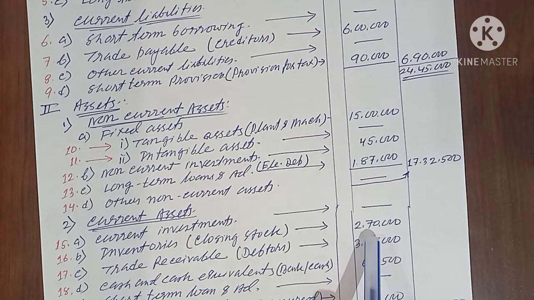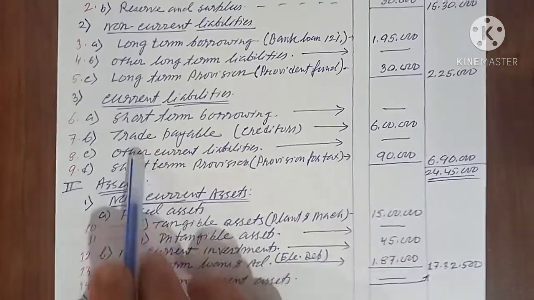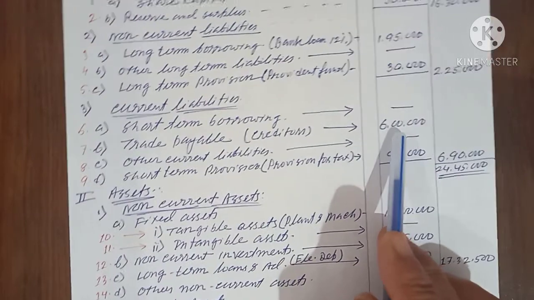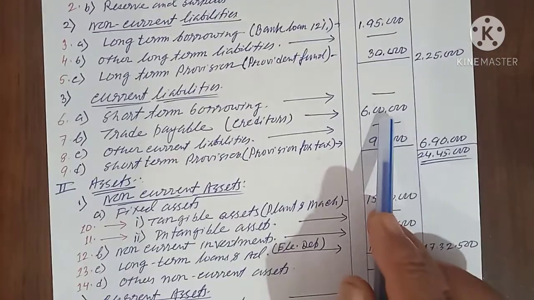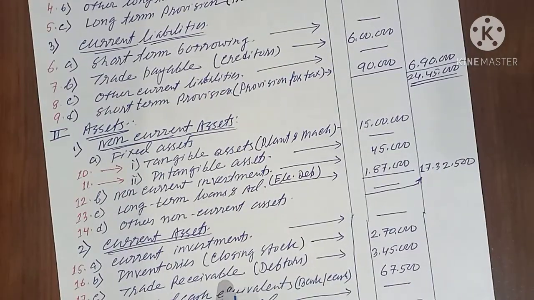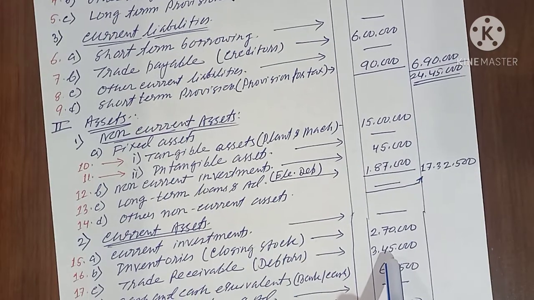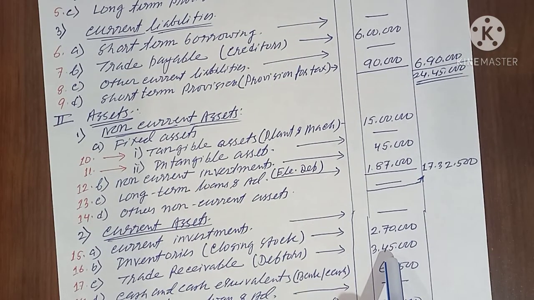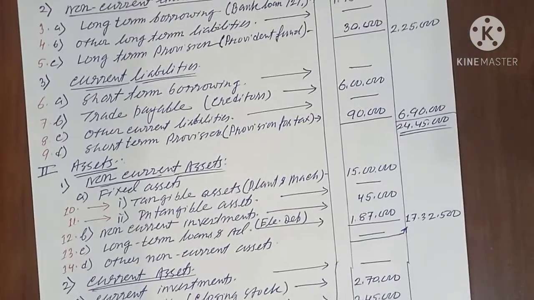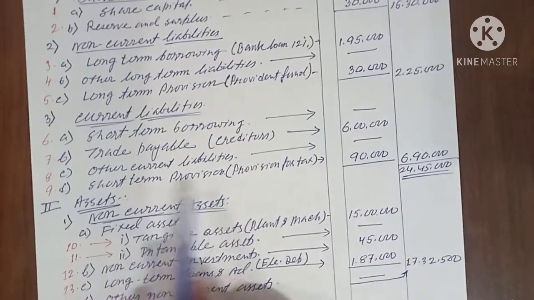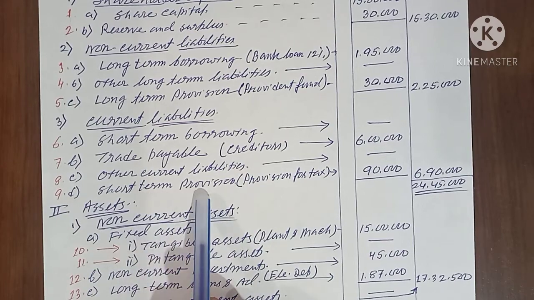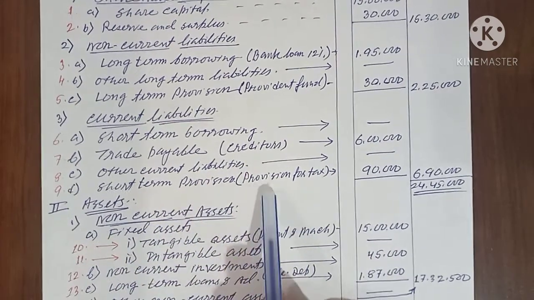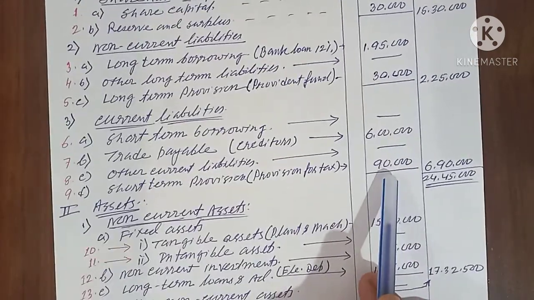Next is coming creditors, 6 lakhs. Creditors will go in trade payable, 6 lakhs. This is creditors. Next is debtors. If creditors is there, then debtors should be here only. 3,45,000 trade receivable. That is debtors, 3,45,000. Next is coming provision for taxation, that is 90,000. I told you provision for taxation is the last item of your balance sheet. So in short term provisions comes provision for taxation, which is 90,000.